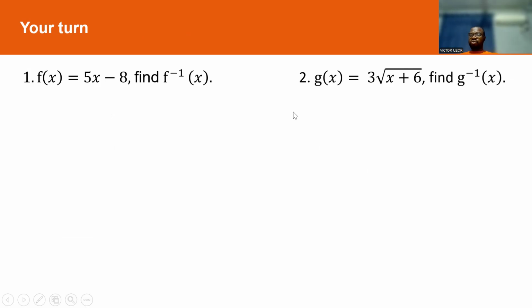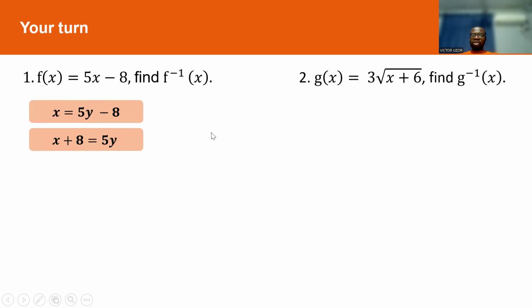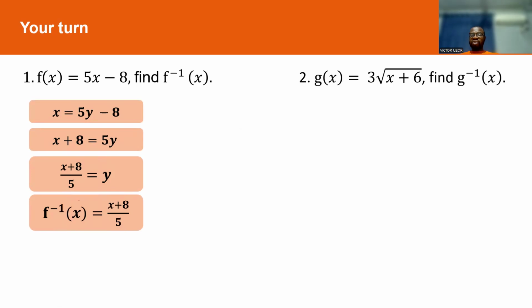Now this is your turn. I'd like you to pause the video and attempt it. Swap f of x, then make y the subject of formula. Now let's go. If x is equal to this, then for the second one we get this. So x will be equal to 5y minus 8. Then you add 8 to both sides, which gives you this. Divide both sides by 5, and you get that. Then you are able to write it down.